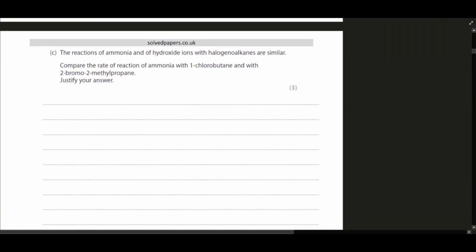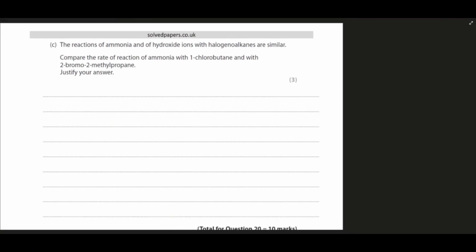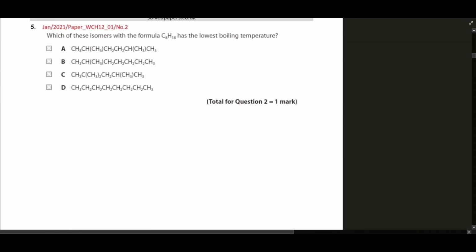Moving on. I think I've given this answer, so I'm not going into it anymore. Okay, right? I think both of you saw it in the previous class's video, so I'm not coming to this one. Moving on to the next part: which of these isomers with the formula C8H18 has the lowest boiling temperature? Okay, tell me. Three factors have been already discussed a little while ago, so you guys might want to try now.